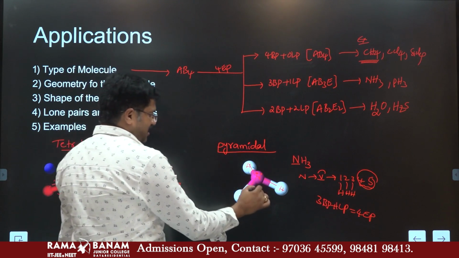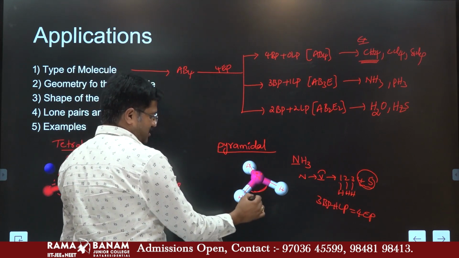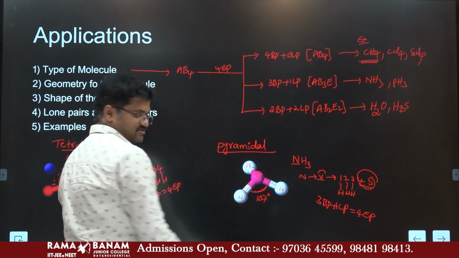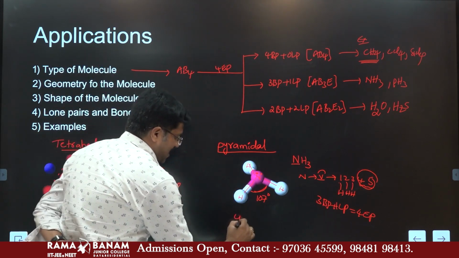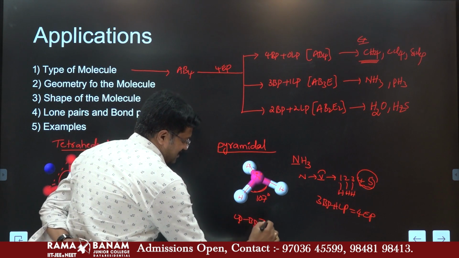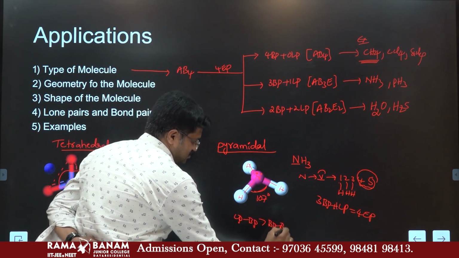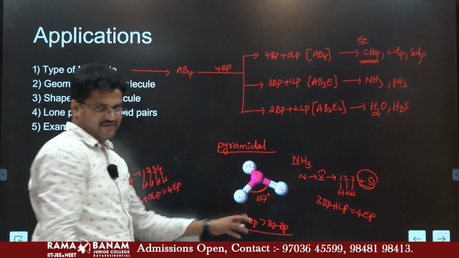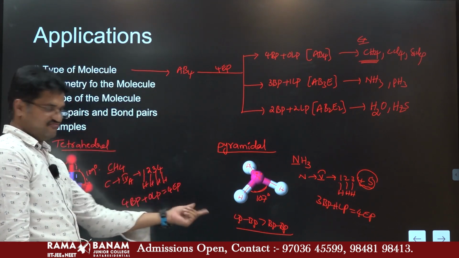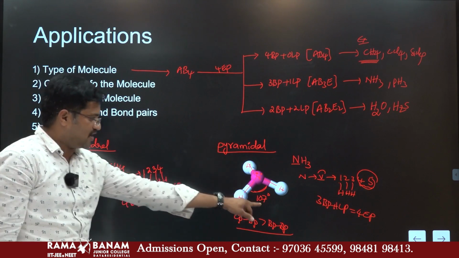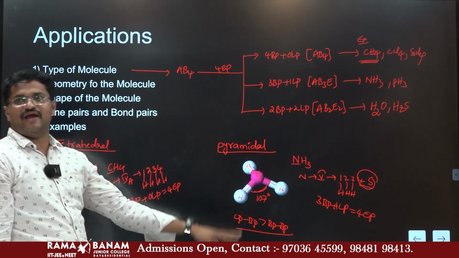Here the bond angle is 107 degrees. The main reason is that lone pair-bond pair repulsion is greater than bond pair-bond pair repulsion. Because of these repulsions, the bond angle decreases from 109 to 107.